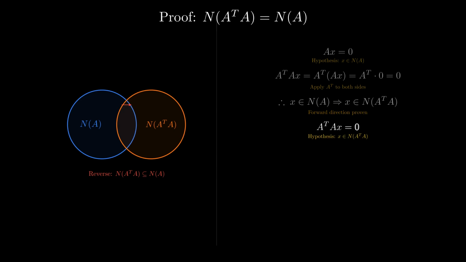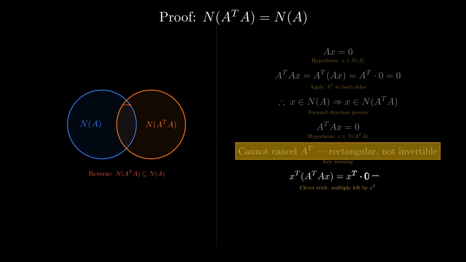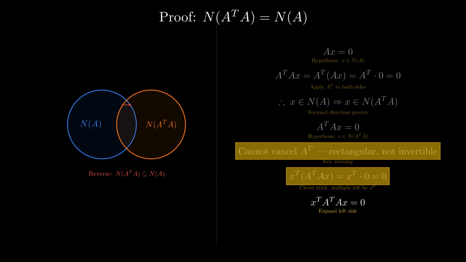The reverse direction is subtler. Suppose A transpose AX equals 0. We cannot simply cancel A transpose because A transpose is rectangular and not invertible. Instead, we use a clever trick. Multiply both sides on the left by X transpose. The left side becomes X transpose A transpose AX.